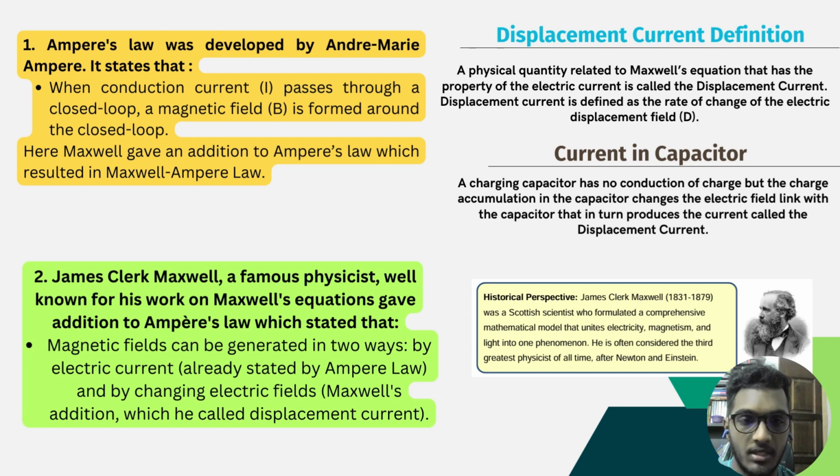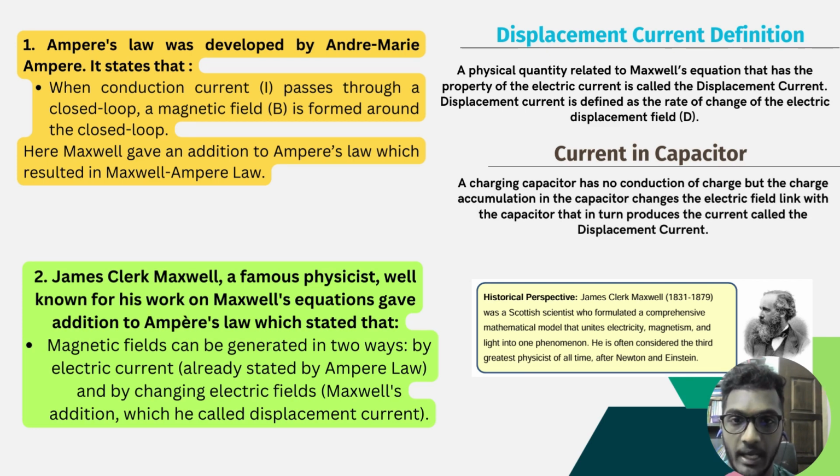So displacement current can also be explained based on the current in a capacitor, where a charging capacitor has no conduction of charge, but the charge accumulation in the capacitor changes the electric field linked with the capacitor, which in turn produces the current called the displacement current. And this displacement current can be explained based on two laws, which are Ampere's law and also the Maxwell-Ampere law.